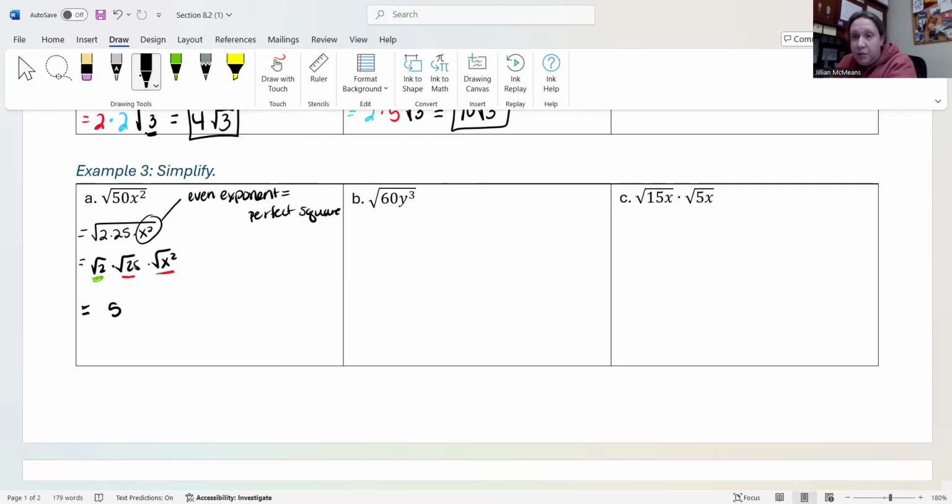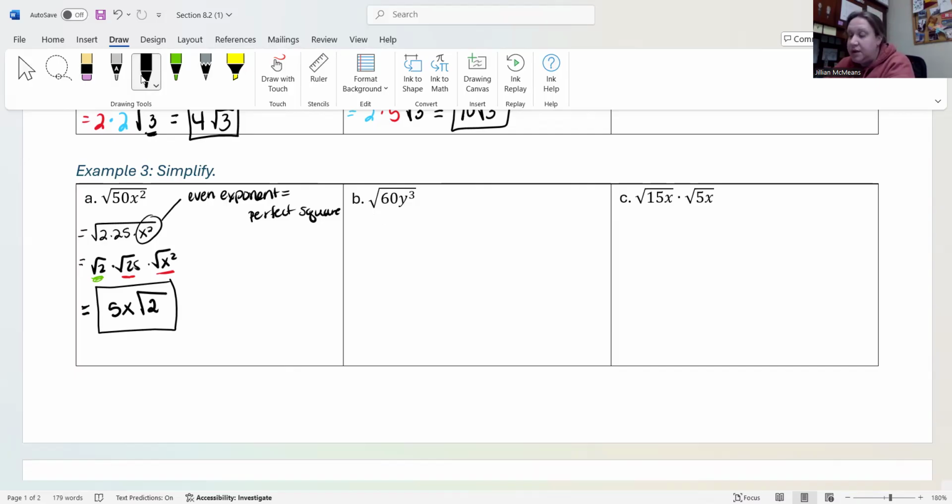Now, when you have a variable expression under a square root, as long as the exponent is even, it can be simplified. So in this case, the square root of x squared simplifies to just plain old x. What you do is you keep the variable and divide the exponent by 2. The exponent of 2 divided by 2 is just 1. So we get 5x, and then we still have that square root of 2 that cannot be simplified. So this is 5x square root 2. And that's it, okay? Don't get too bent out of shape if you have variables in your square root. As long as the exponent's even, it's a perfect square and it'll completely come out of the radical.